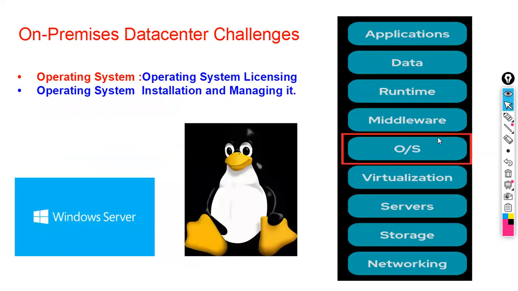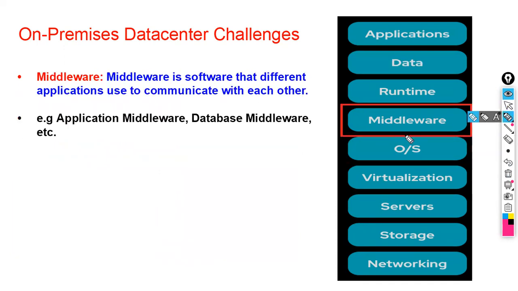Then you need the operating system as well, like Linux operating system, Windows Server operating system. So operating system licensing, you will do it, and you will do the installation and you will manage the operating system as well. Then you are responsible for middleware as well. So what is this middleware? Let us try to understand.